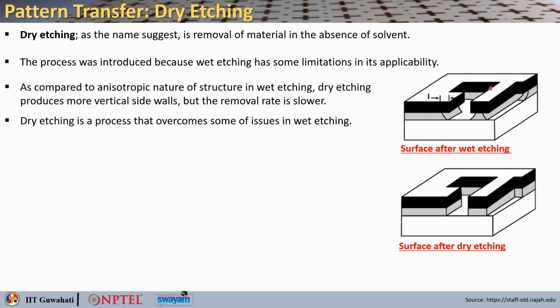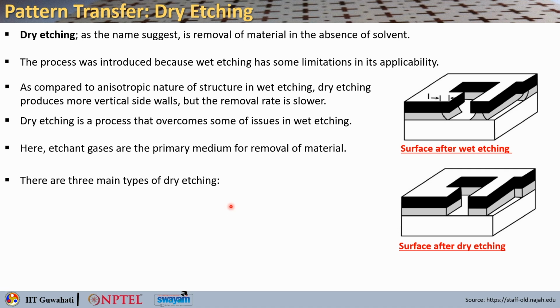So, this is a typical surface after wet etching, and when you do it with dry etching, you will get straight walls and very nicely done things. Dry etching is basically a process that overcomes some of the issues of wet etching, as you see here also. Here the etchant gases are the primary medium for the removal of the material. There are basically three main types of dry etching. One is plasma etching, then you have ion beam etching or milling, and then you have reactive ion etching.